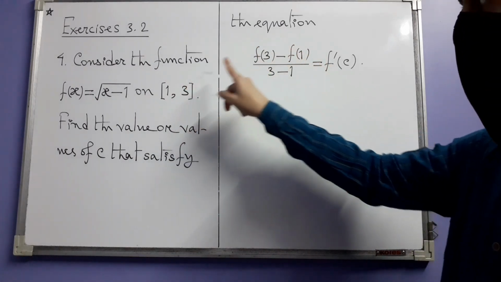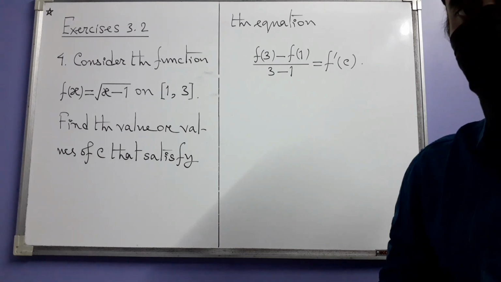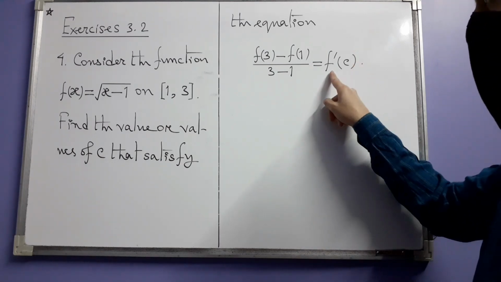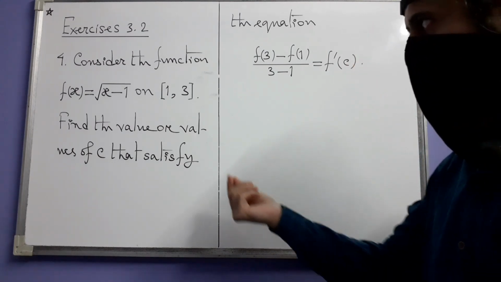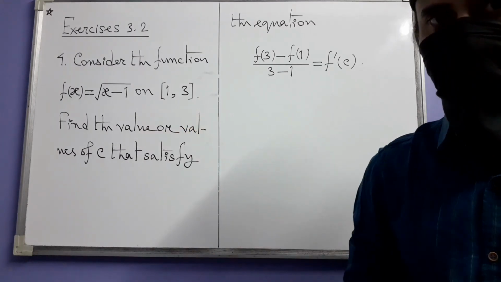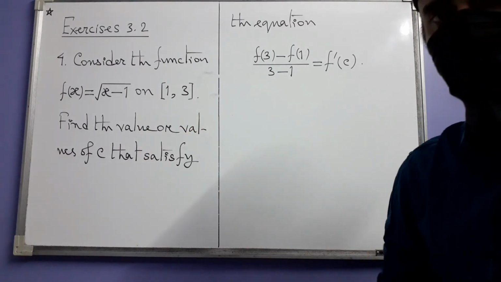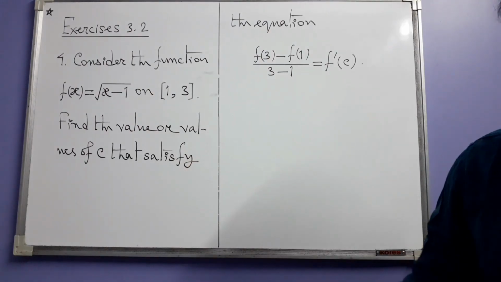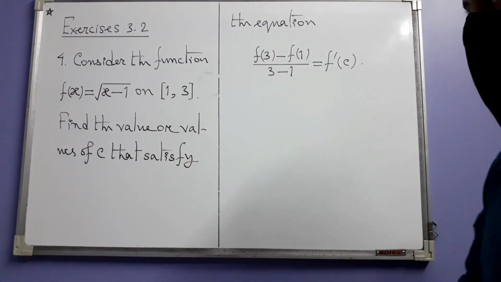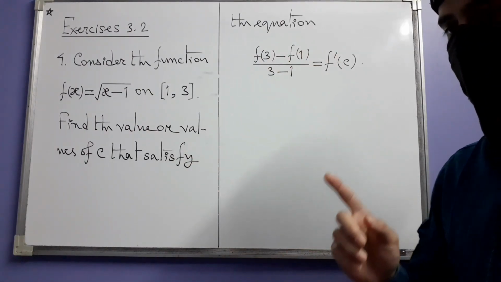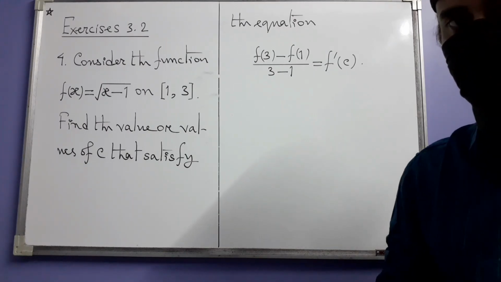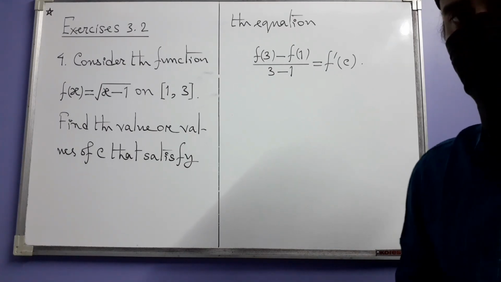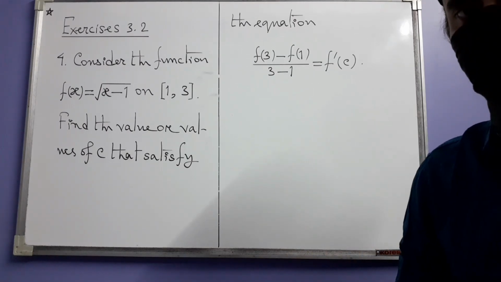minus f of 1 divided by 3 minus 1 equals the derivative of the function at some point c in the interior of this interval. We already know that, but our job here is to find those values of c for which this will be true. The theorem tells you that at least one such c exists, but there may be more than one. So we need to find them all.